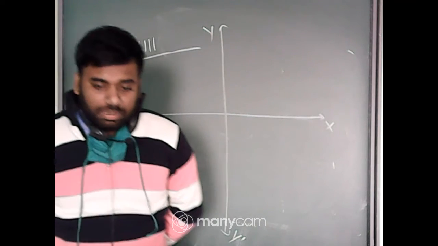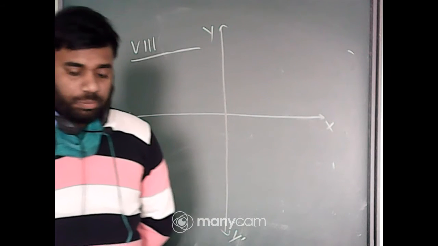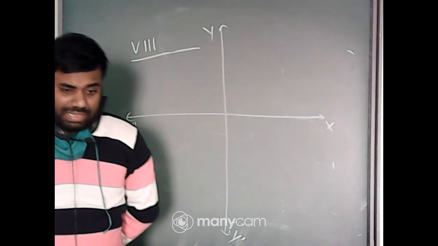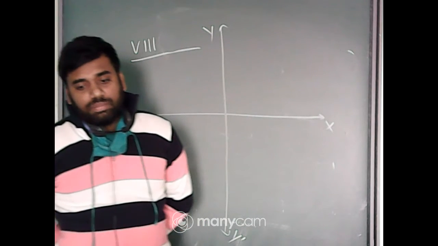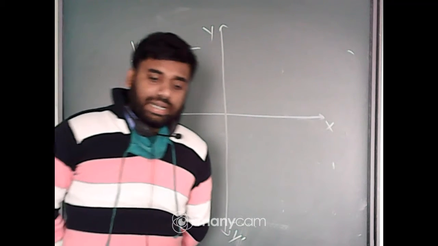What is the name of that point? The x-axis and y-axis intersect at a point. What is the name of that point? Yes, origin. Okay, next question.